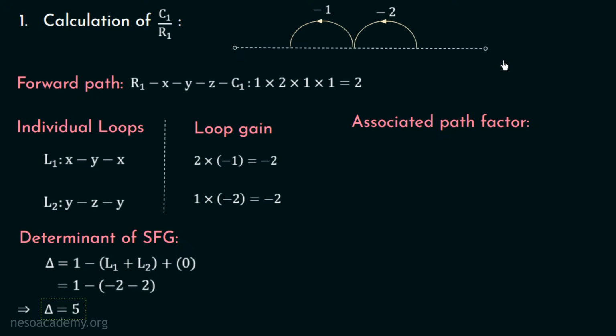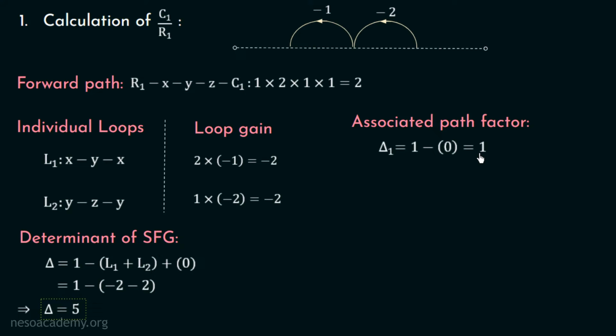Now, observe this signal flow graph carefully and check for the remaining loops. We can see that the number of isolated loops is equal to 0. Because there are no remaining loops as all the nodes are destroyed. So we can say that the associated path factor with respect to this forward path is equal to 1. Because we know that if the number of isolated loops for a particular path is equal to 0, then the associated path factor with respect to that path is equal to 1.